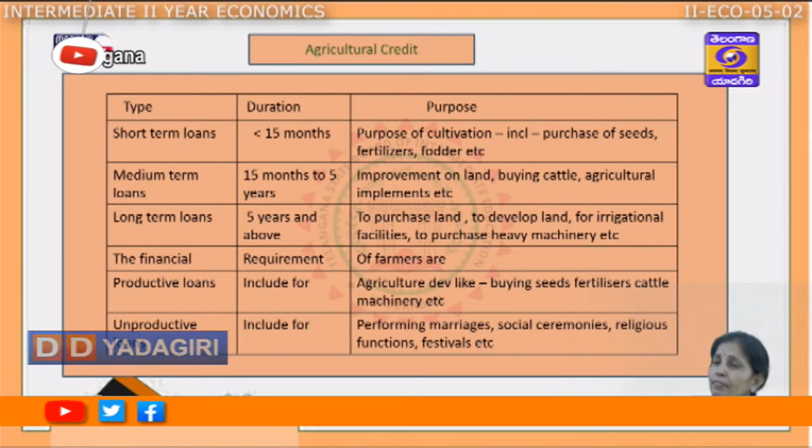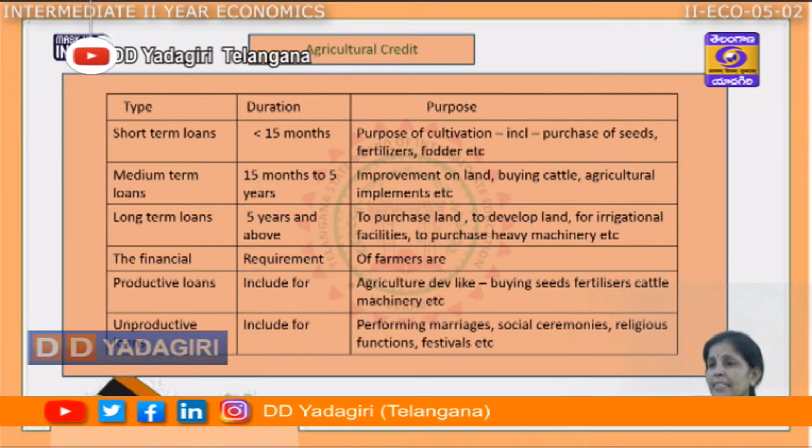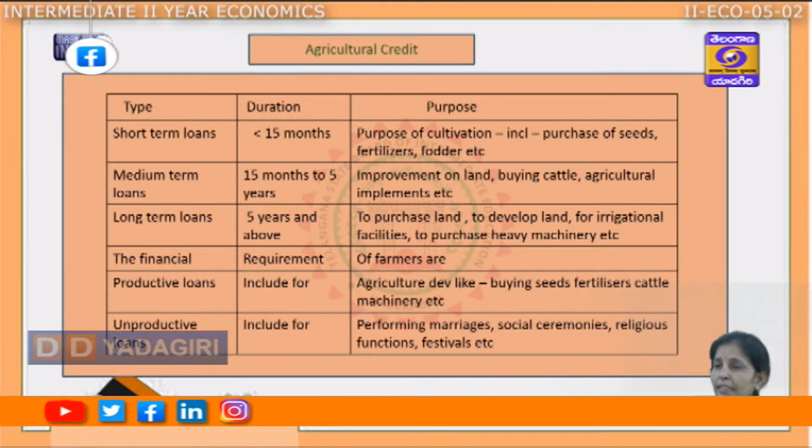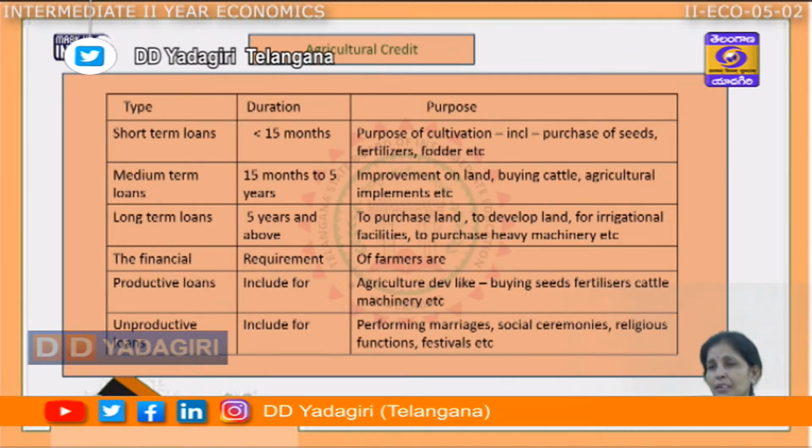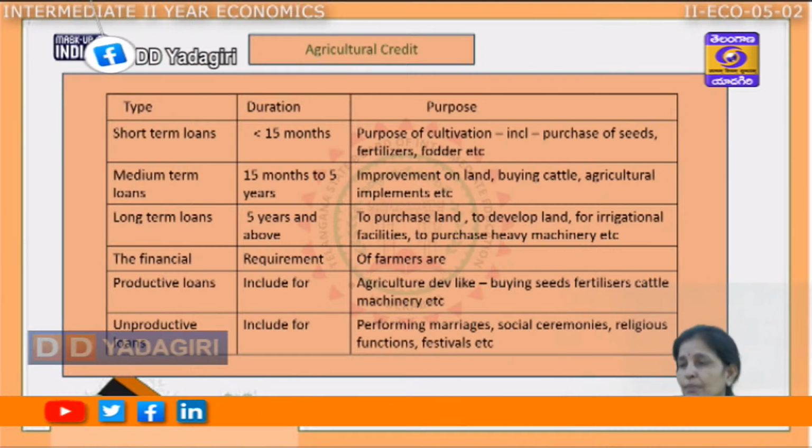In case the farmers are taking financial support for the development of agriculture, we consider that loan to be a productive loan. But in case the farmers are taking the loan for performing marriages or any social ceremonies, festivals or religious functions, we consider that loan to be an unproductive loan. A productive loan gives the farmers scope to repay it, whereas an unproductive loan creates a major problem in the rural area.